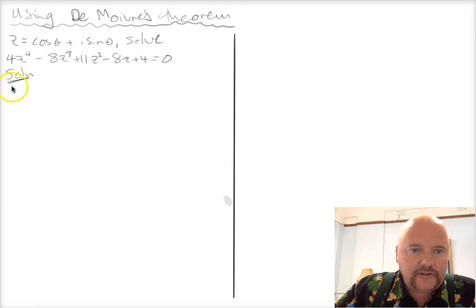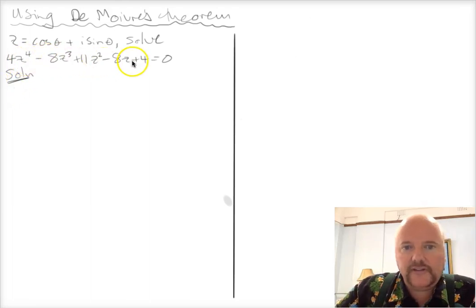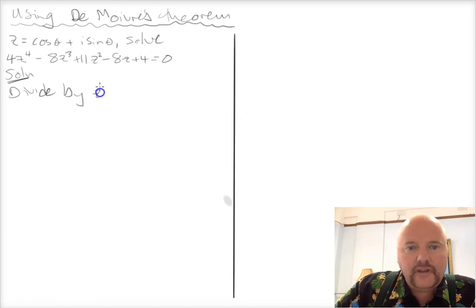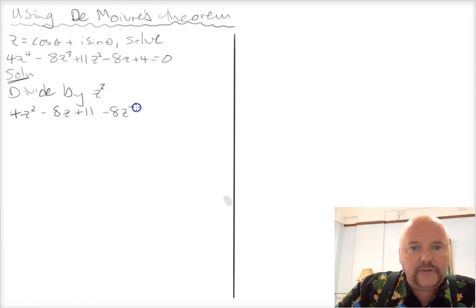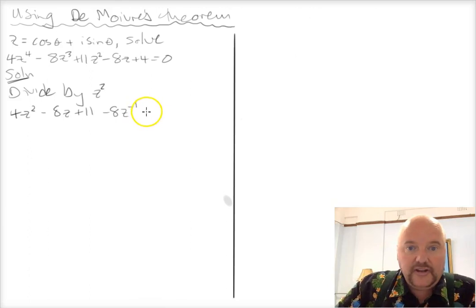So what we do when we see this sort of question, the first thing we want to do is make all these z to the power 4, z cubed, z squared, etc. a little bit easier to deal with. So what I'm going to do is divide by z squared. Now what dividing by z squared does is it changes it to this. So divide by z squared, we get a z squared there. If we divide 8z cubed by z squared, we get a z. We get a plus 11, we get a minus 8 z to the minus 1, which is just 1 on z, and we get a 4z to the minus 2 equals 0.